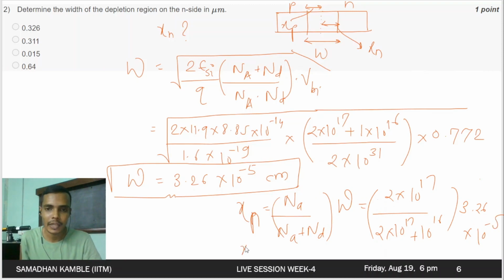So we will get xn. We can find the value of xn is 3.1 times 10 to the power minus 5 centimeter. So in micron, you can say it is roughly 0.31. Okay, so the width of the depletion region on the n side is 0.31 micron. So the answer for this is option B. Okay, clear everyone?